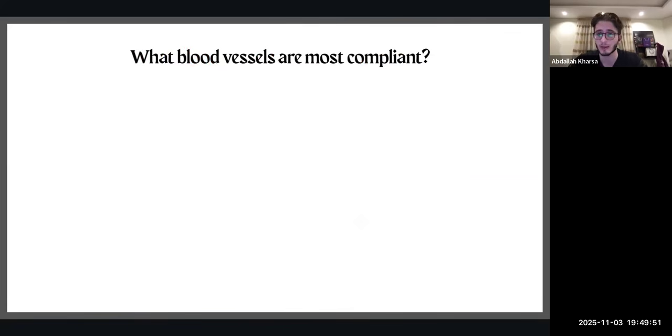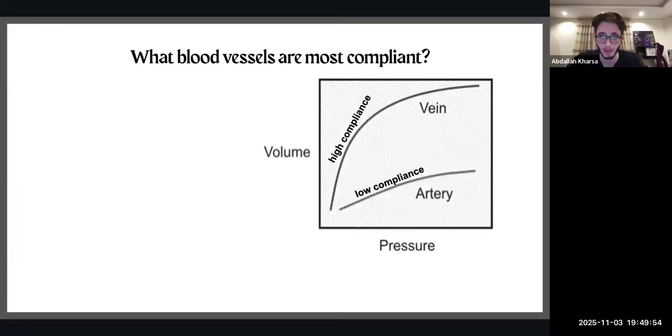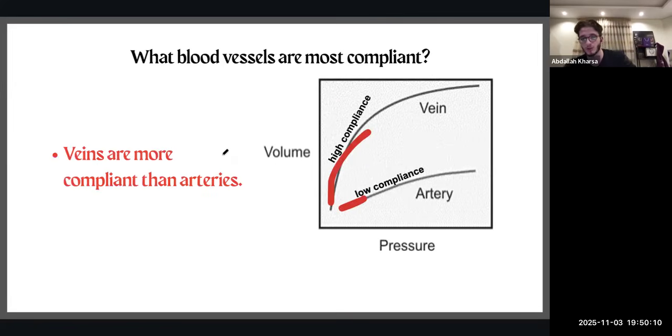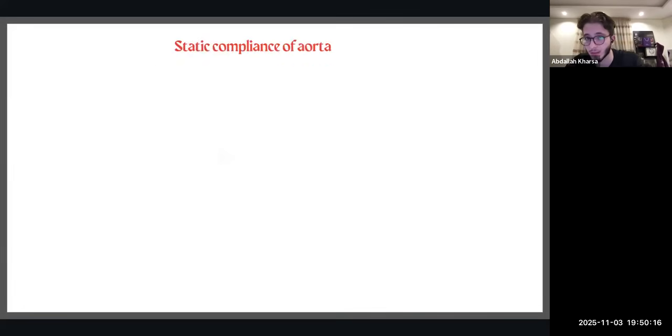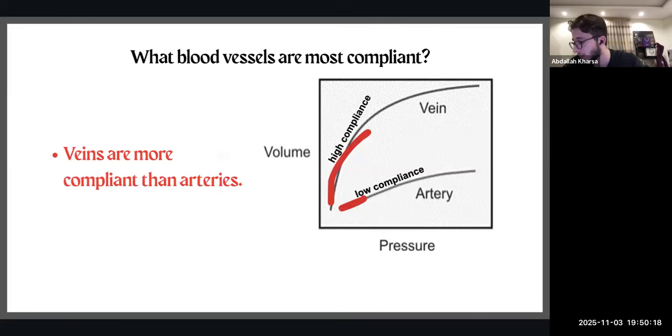What blood vessels are most compliant? We already said veins are more compliant than arteries, right? Let's look at this on a graph. If I increase pressure by, let's say, 10 in an artery and a vein, the artery will have a small increase in volume, but the vein will have a high increase in volume. This shows that veins are more compliant than arteries. This is just demonstrating the concept we just talked about. Is this clear? I'm just emphasizing it.